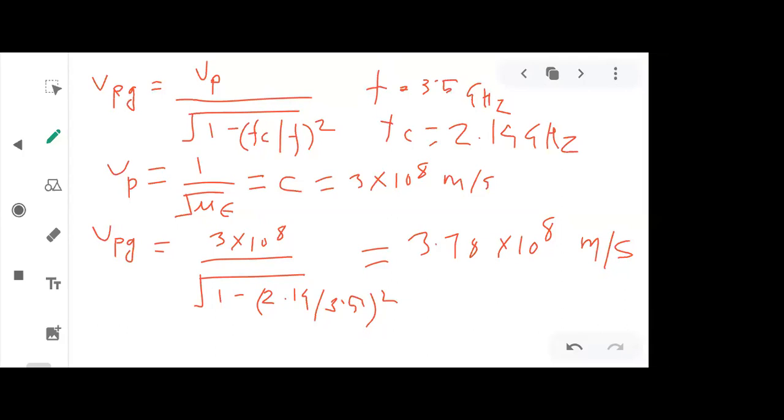If anything you want to ask, you can ask her. Is there any doubt? Sir, can you explain once again why this phase velocity is higher than speed of light? Actually, I have not explained this part. Okay.